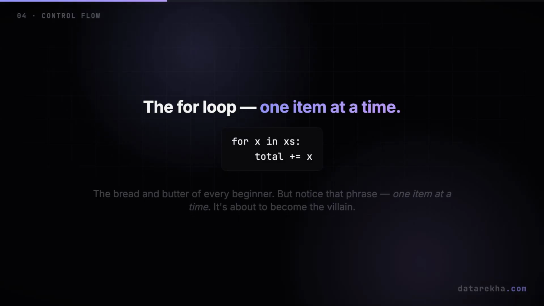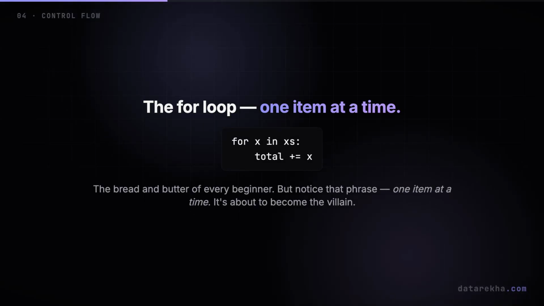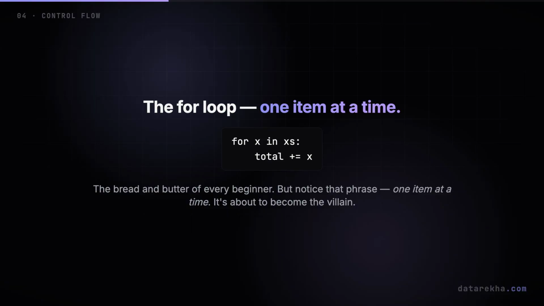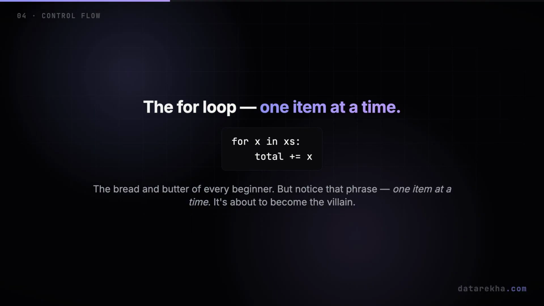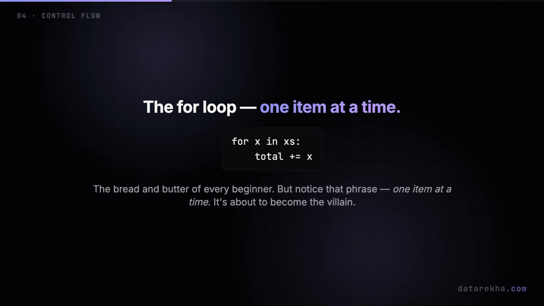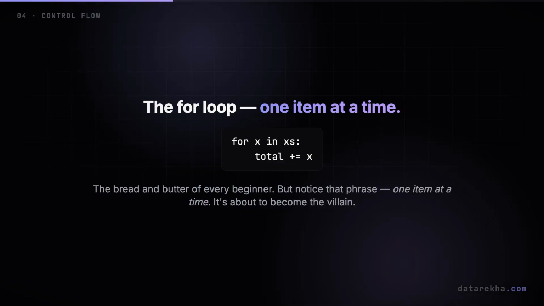The for loop walks through a container, one item at a time, doing something to each. This is the bread and butter of every beginner. But notice the phrase I just used. One item at a time. That's you personally, instructing Python to handle each element by hand. Keep an eye on that phrase. It's about to become the villain.